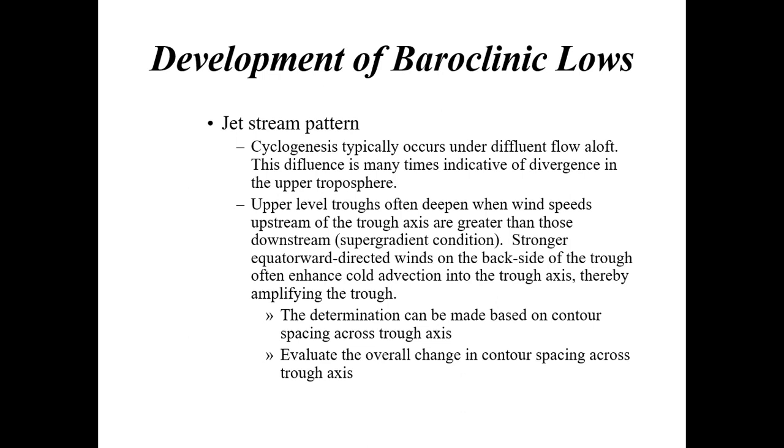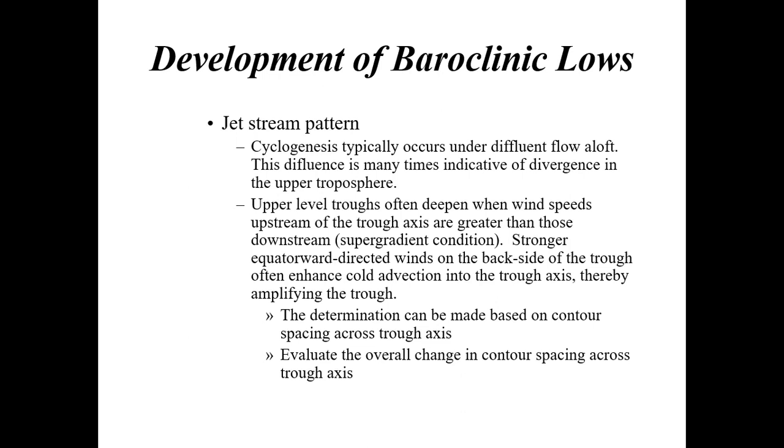aloft, is where you're going to find those storms developing in association with the jet stream. The jet stream pattern plays a huge and significant role in the development of low pressure systems and storms. This diffluence is many times indicative of divergence in the upper troposphere. So basically, again, you have that removal of mass aloft, and as air aloft is removed, you have to have another location in the atmosphere where that mass is replaced, and that comes from below. And so you get this low-level converging air where the air is coming together, meeting, and then rising vertically in the atmosphere to help replace that divergence or diffluence, the mass removal aloft.